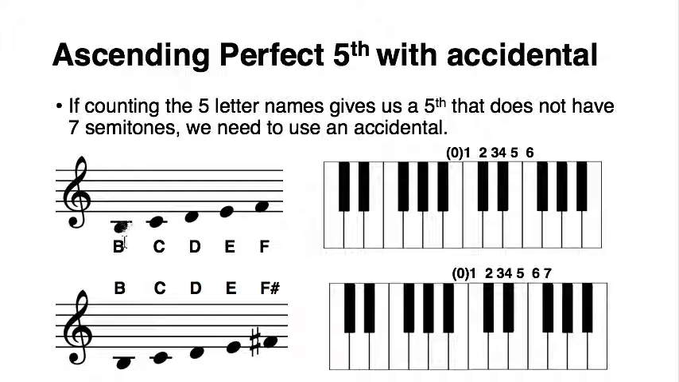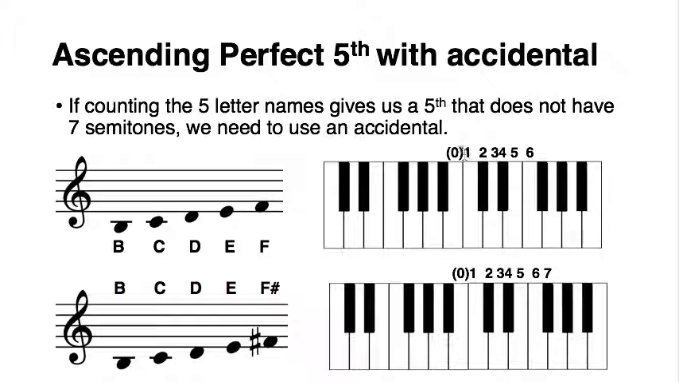Here you have B. It's sitting just below the first ledger line below the staff here. It's the B that is a step below middle C. And if we're going to go ascending, you must count 5 letter names starting on B. So that is B, C, D, E, F.